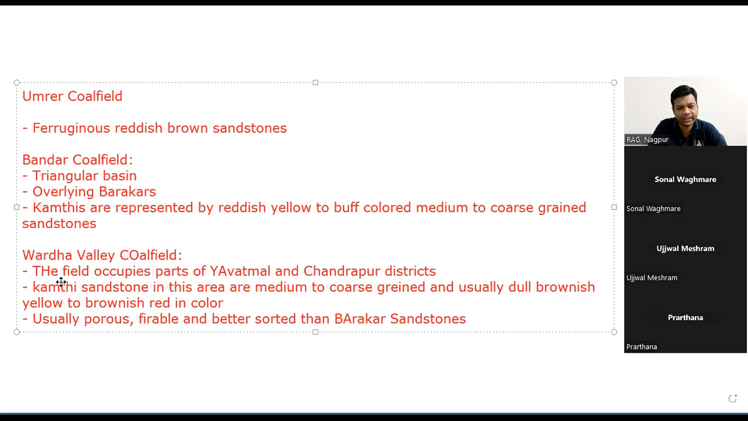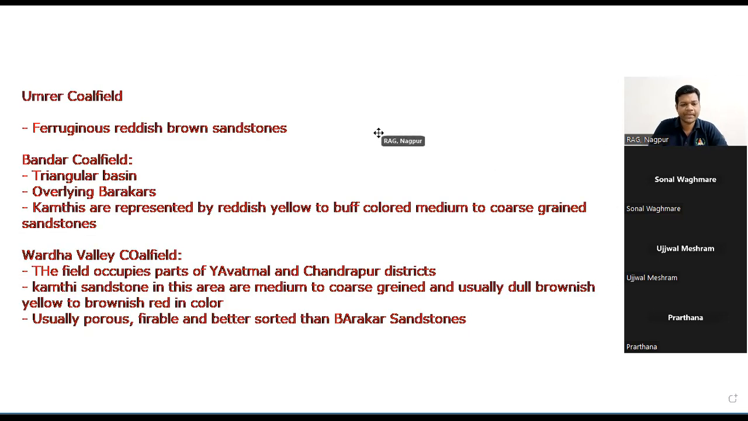And the Wardha Valley coalfield occupies parts of Yavatmal and Chandrapur districts. The Kamti sandstone in this area is medium to coarse grain and usually dull brownish yellow to brownish red in color. This sandstone is usually porous, friable and better sorted than Barakar sandstones. Okay, done? Are you writing this or shall I move forward?